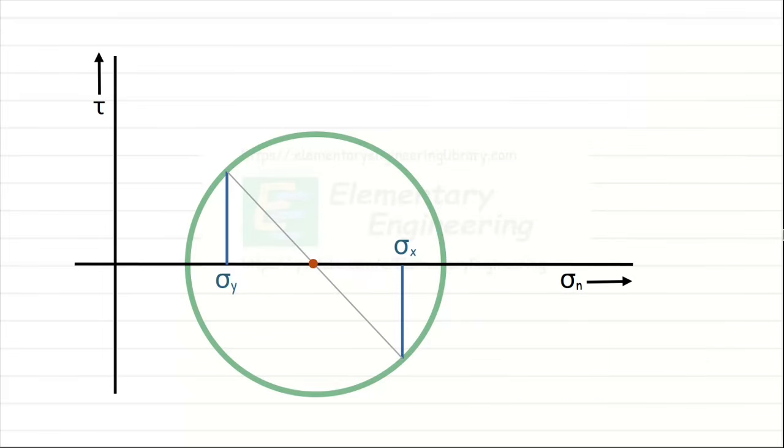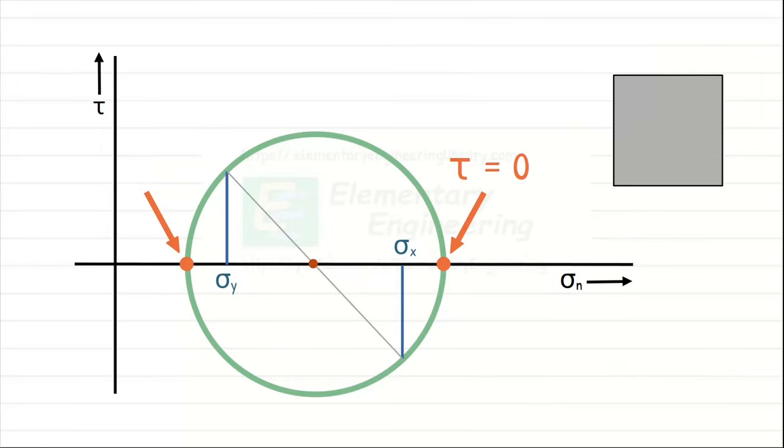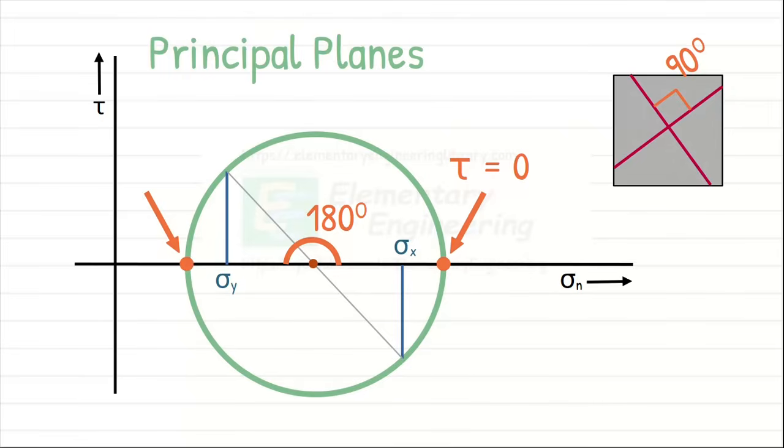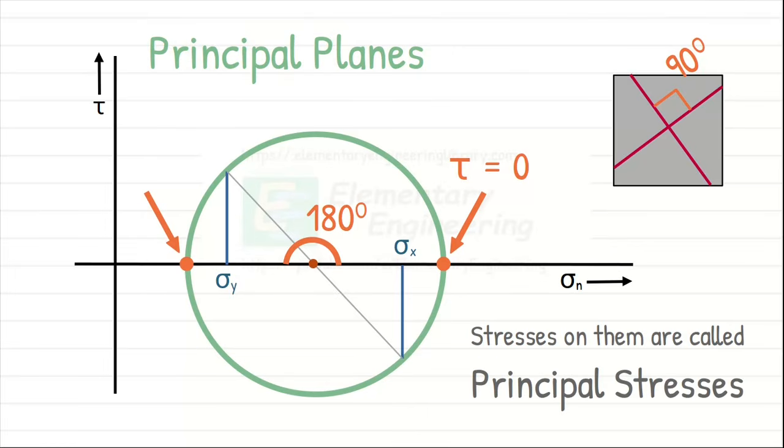Also, notice something very interesting in the Mohr circle. There are 2 points where the circle crosses the horizontal axis. At these points, the shear stress is 0. In real life, we actually find 2 planes in the material where shear stress is completely 0. And these 2 points on our circle represent those planes. Since these 2 points are 180-degree apart on the circle, we can infer the corresponding planes in the material are perpendicular to each other. These planes are called principal planes, and the stresses on them are called principal stresses.